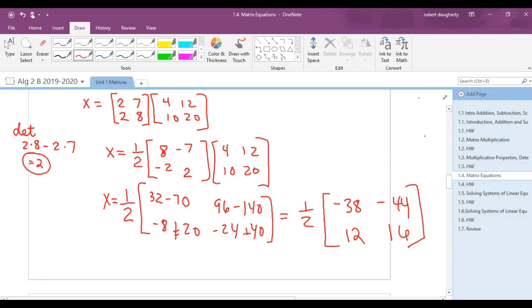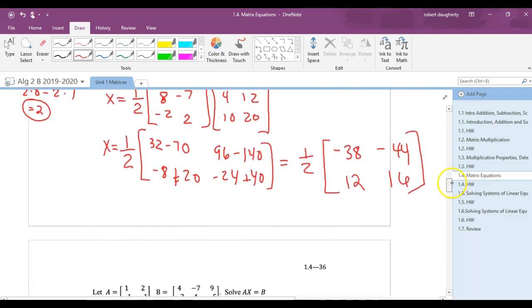And now what do I do? Now I take that 1/2 inside this matrix. So what is 1/2 of -38? -19. 1/2 of -44, -22. Half of 12 is 6. Half of 16 is 8. And that's my answer. Okay.